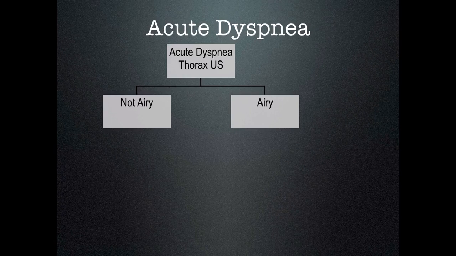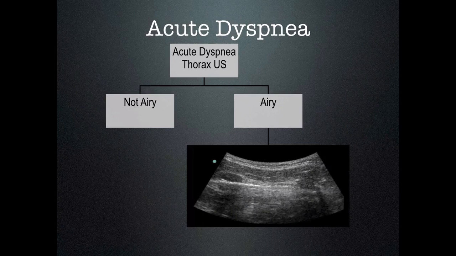So, here's our thoracic ultrasound diagram. You have a patient that comes in with acute shortness of breath, and you decide you're going to do a thoracic ultrasound. The first question I ask is: the lung, or the image that I'm getting, is it airy or not airy? And what do I mean by airy?